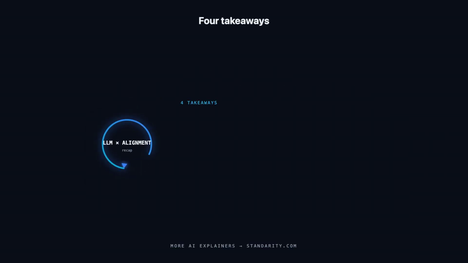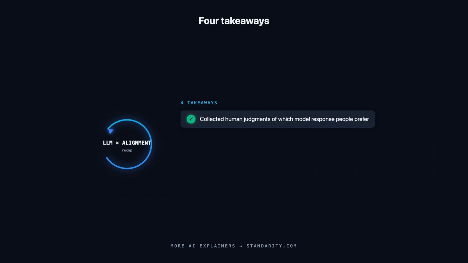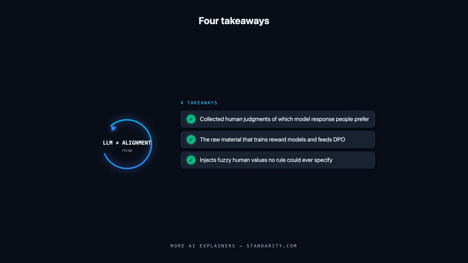Alright, let's lock in what matters. Human preference data is the collected human judgments of which model response is better, gathered by having people compare candidate answers. It is the raw material behind alignment, the data that trains the reward model in RLHF and feeds direct methods like DPO. Because it encodes fuzzy human values no rule could specify, its scale and quality directly shape how good the aligned model becomes. But it also carries labeler biases and inconsistencies that quietly cap alignment, which is why so much effort goes into guidelines, quality control, and AI-generated preferences.